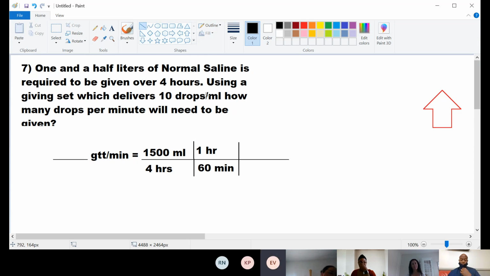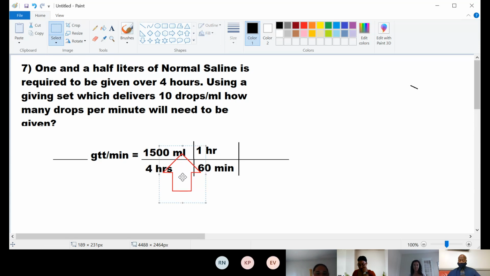10 drops per milliliter. Now, that's 10 drops per 1 milliliter, correct? Yes. Okay, now where do we want the 1 milliliter to go? Do we want the 1 milliliter to go at the top, or do we want the 1 milliliter to go at the bottom? Bottom. We want it at the bottom, don't we? Because if we put 1 milliliter at the bottom here, it'll cancel out with what? This one.